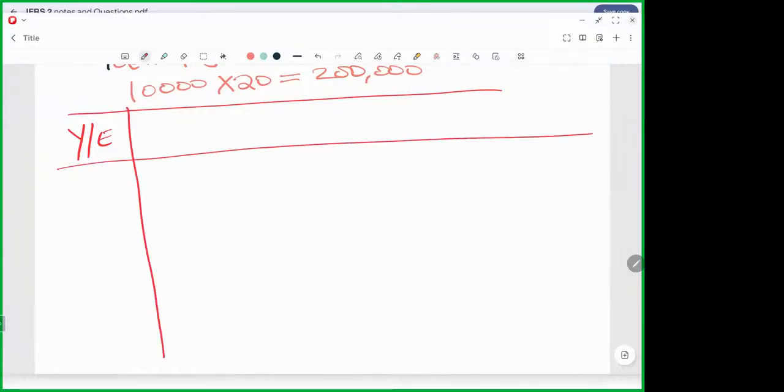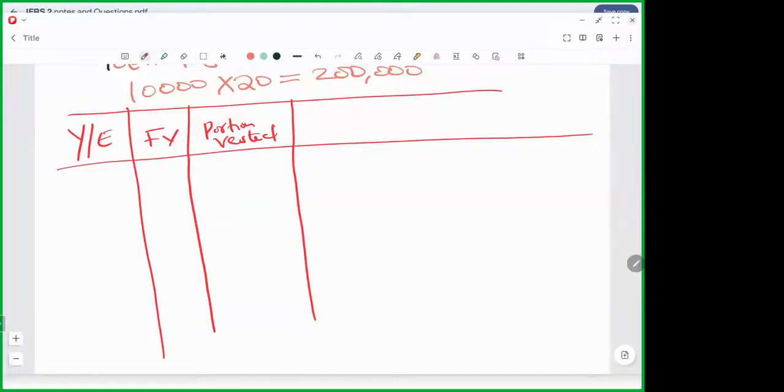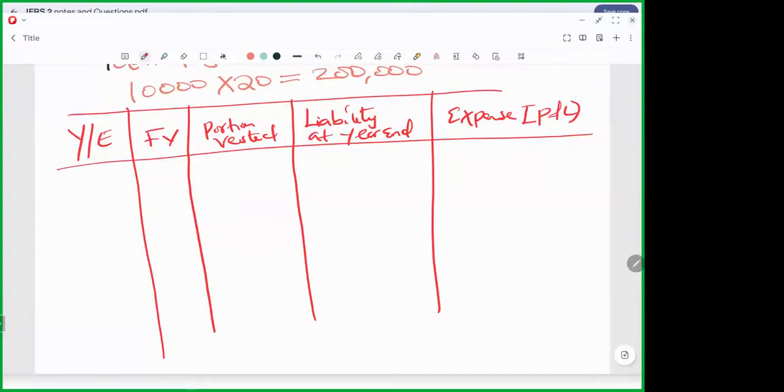All right. Fair value has to be mentioned because now fair value valuation is being done on a yearly basis. Give us a column for portion vested. Now, when it's cash settled, it becomes a bit tricky, but you'll be able to master this. Then give us liability at year end. And then now you come here and give us an expense. The expense, of course, this will be the profit and loss.